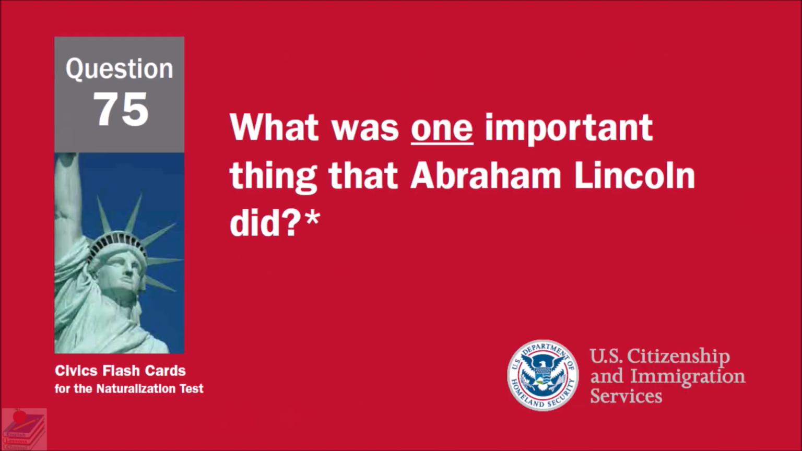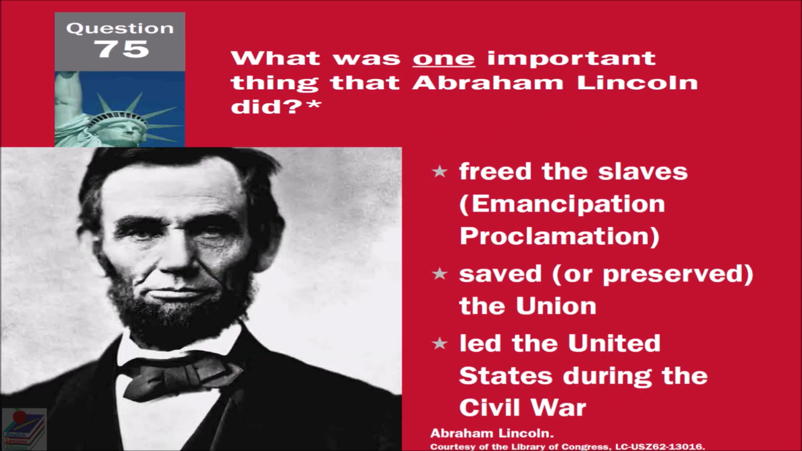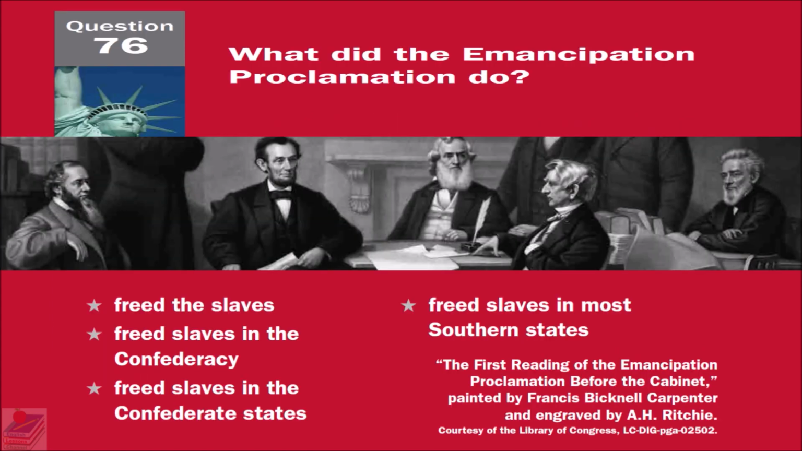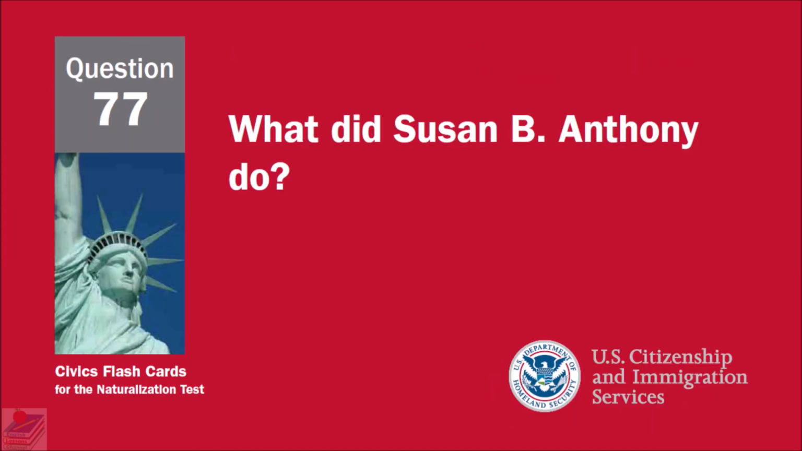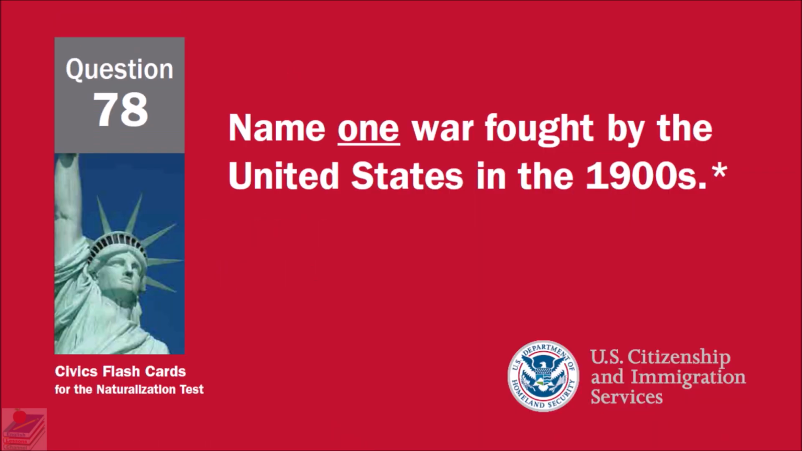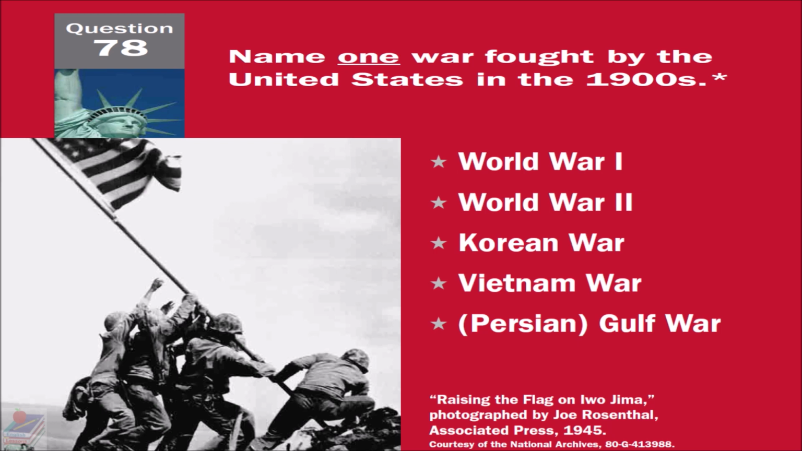What was one important thing that Abraham Lincoln did? Freed the slaves, Emancipation Proclamation. What did the Emancipation Proclamation do? Freed the slaves. What did Susan B. Anthony do? Fought for women's rights. Name one war fought by the United States in the 1900s. World War I.